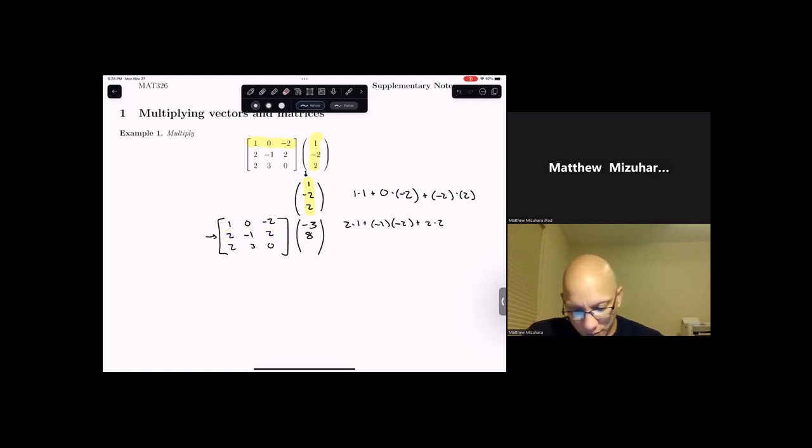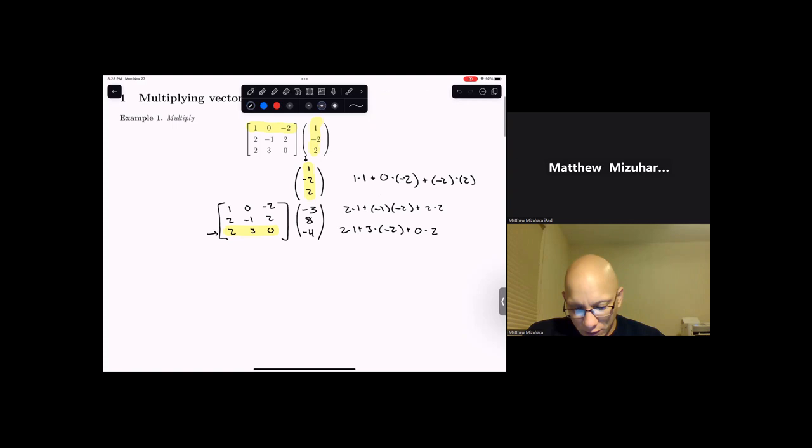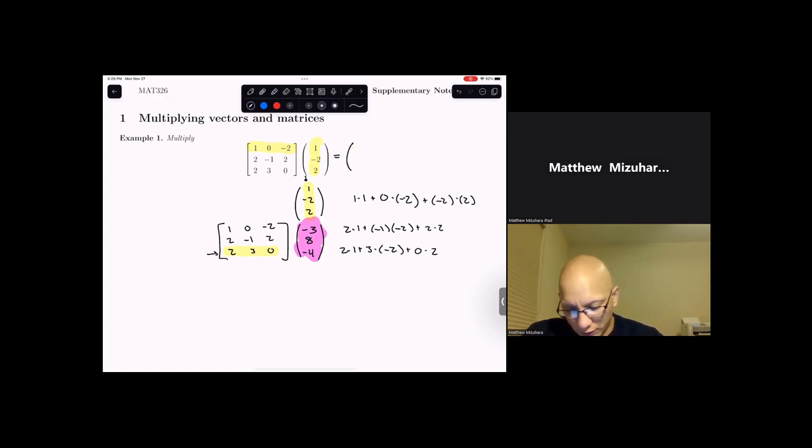And one last time, to get the third component, I do the third row of the matrix, dot product with the column vector. I'm going to get 2 times 1 plus 3 times negative 2 plus 0 times 2. That's 2 minus 6 plus 0, so that's minus 4. And there you go. That is the final answer to the multiplication problem. When I multiply this matrix and vector, I end up with the vector minus 3, 8, negative 4.